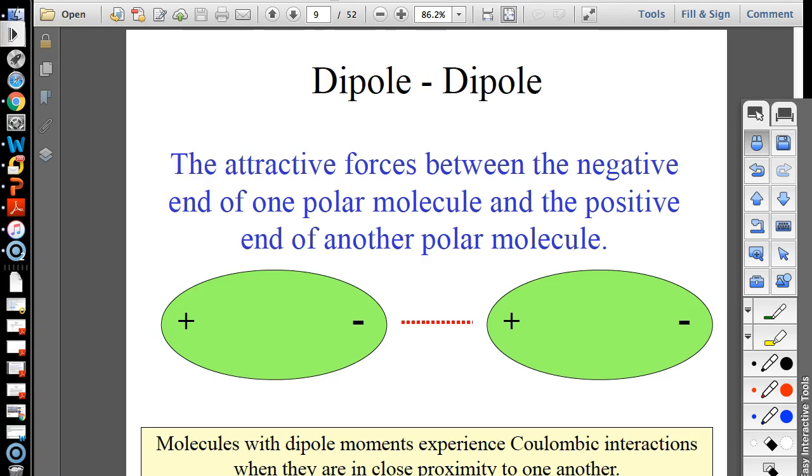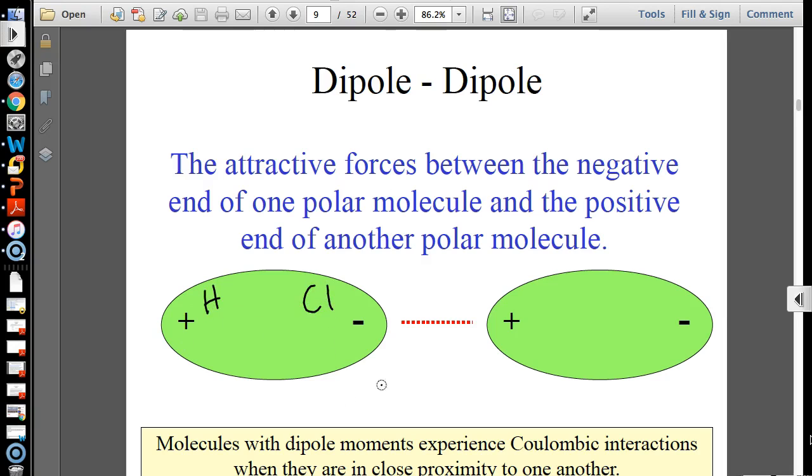Alright, so dipole-dipole interactions. At the end of the Pogil, it's talking about hydrogen chloride versus hydrogen bromide, okay? So this is just your polar molecules like HCl, and these are where I have a permanent dipole. The molecule is polar because it has either an unsymmetrical lone pair or a polar bond that's not symmetrical or something like that. Okay?